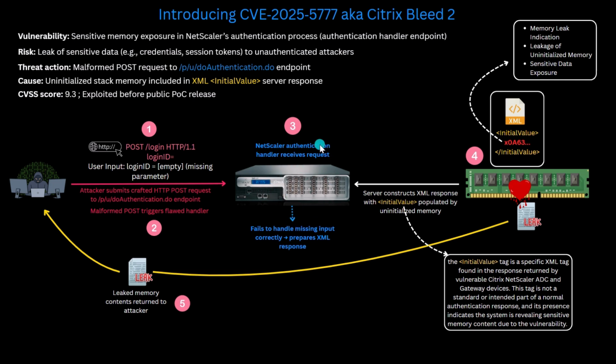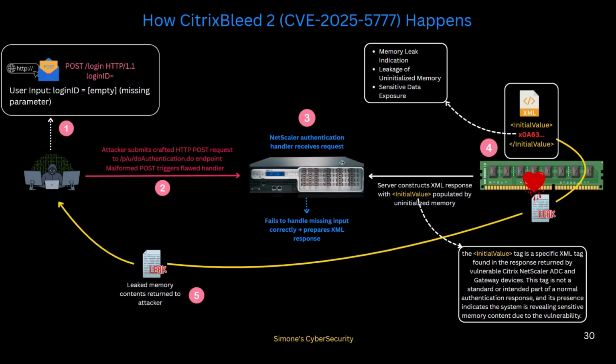Now, what makes this interesting is how little effort is needed from the attacker side to trigger this vulnerability. All the attacker needs to do is send a crafted HTTP POST request to the authentication handler endpoint of the Citrix NetScaler device, which is authentication.do, and that's it. The authentication handler then mishandles that request and starts leaking old memory data like session tokens and session cookies to the attacker.